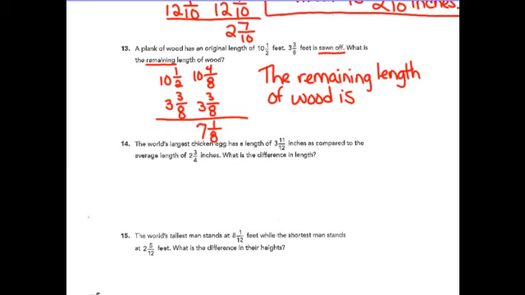What is the remaining length of wood? The remaining length, I use the words to write my sentence. The remaining length of wood is 7 1/8. Go back up here and look. Oh, my label's feet. 7 1/8 of a foot. Box.